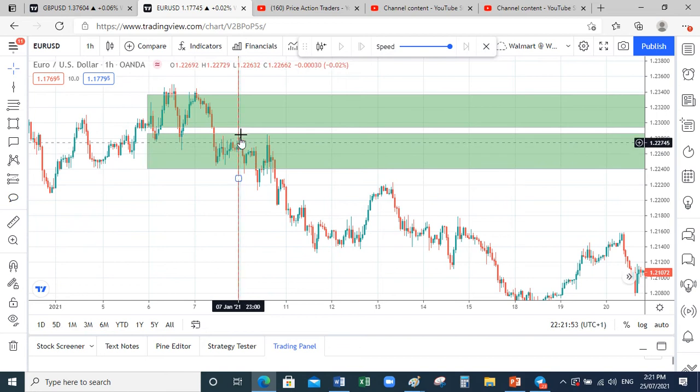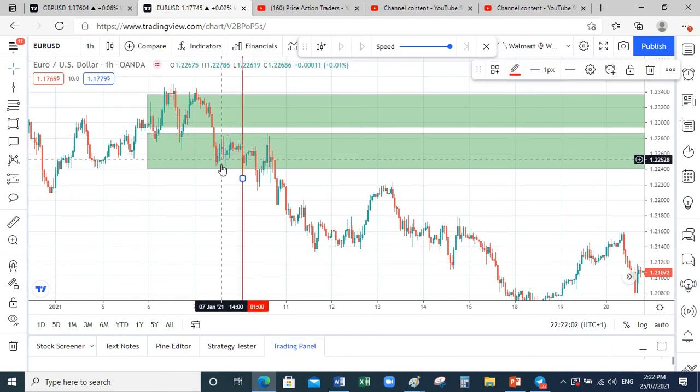Price pulls up. Bearish flag. Can you see the bearish flag? This one. Can you see the bearish flag?